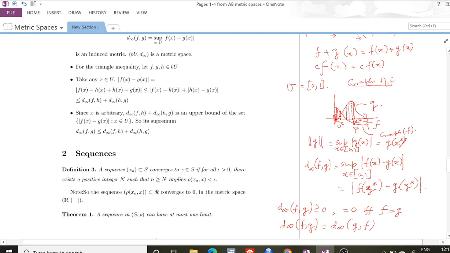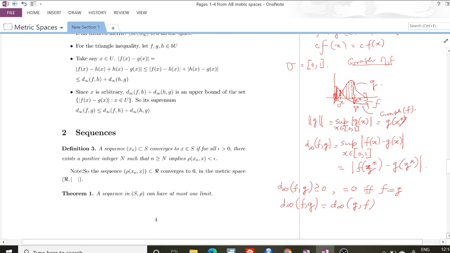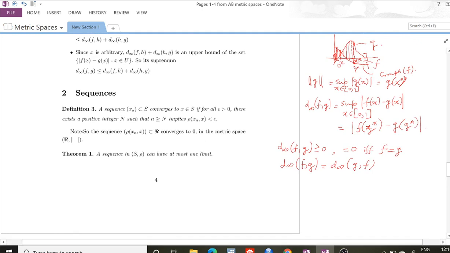Indeed, that's the case, because the absolute value of f(x) minus g(x) is exactly the absolute value of g(x) minus f(x) for every x, right? And so it must be the same when I take the sup. And the third property is the triangle inequality.